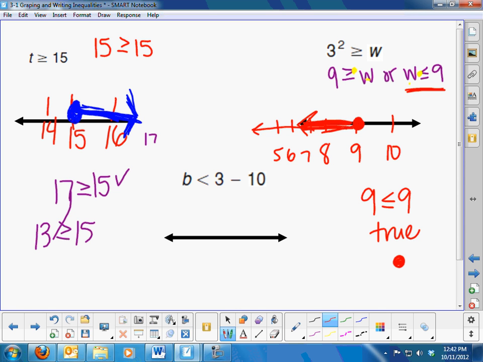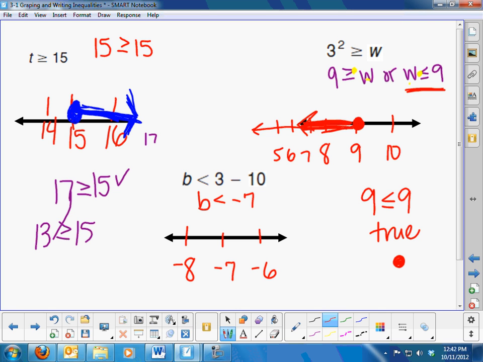All right, last one. B is less than 3 minus 10. Well, I know that 3 minus 10, that's just negative 7. So I have b is less than negative 7. That's my critical point. Goes on my number line. A number that is smaller than negative 7 would be like negative 8. A number that is bigger than negative 7, negative 6.